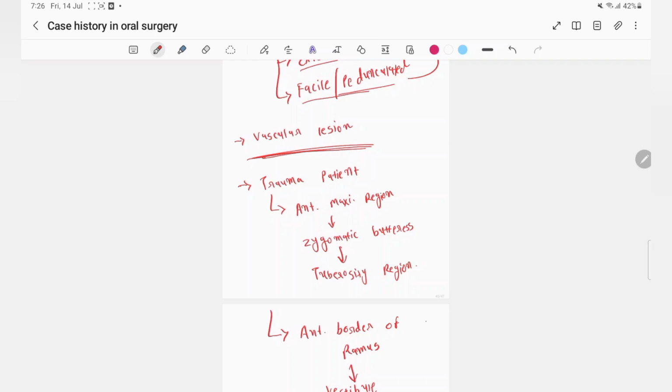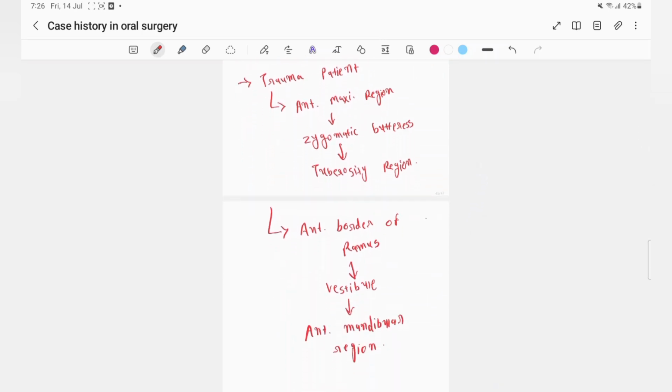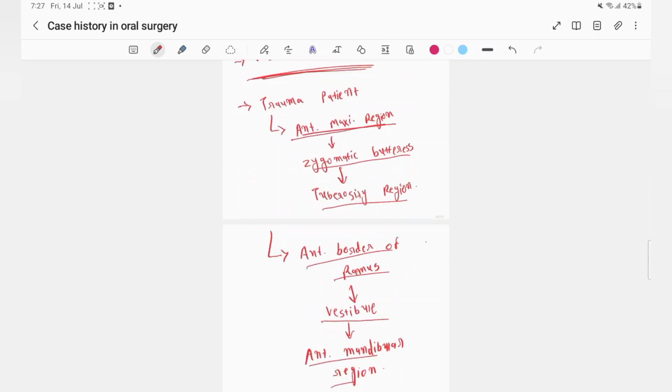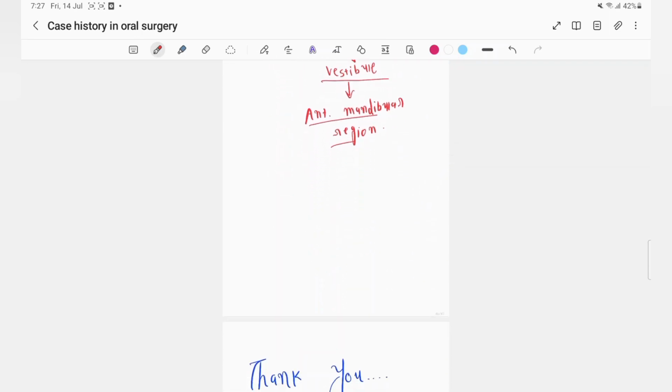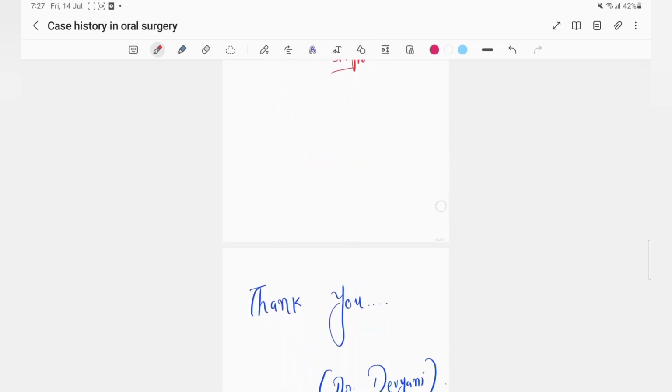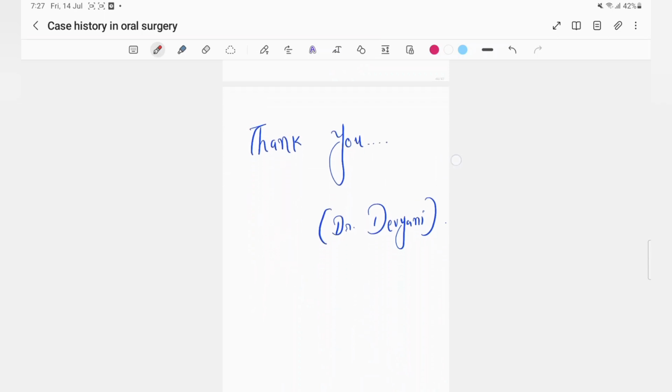Then, in a trauma patient, you have to palpate in a sequence. So, you have to start with the anterior maxillary region, then zygomatic buttress, then tuberosity region, then anterior border of ramus, then downwards vestibule, then anterior mandibular region. So this palpation of a trauma patient will be covered in trauma classes for better understanding. So this was all about case history. After this, we will discuss diagnostic aids in oral surgery, radiological findings, right?